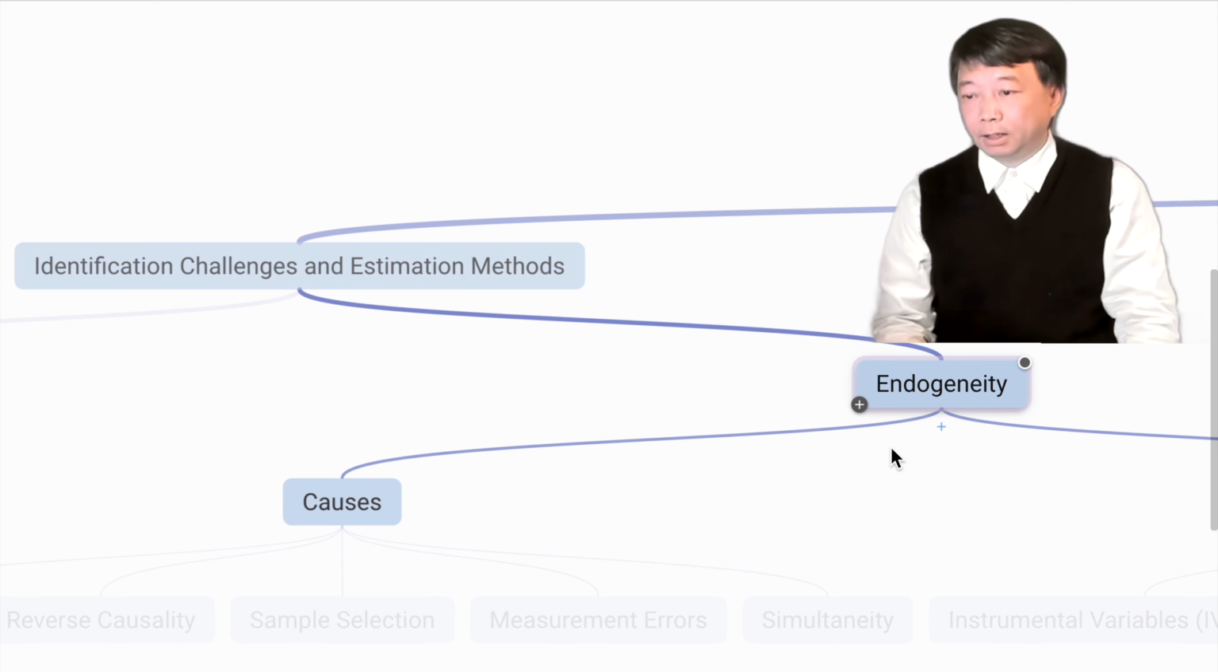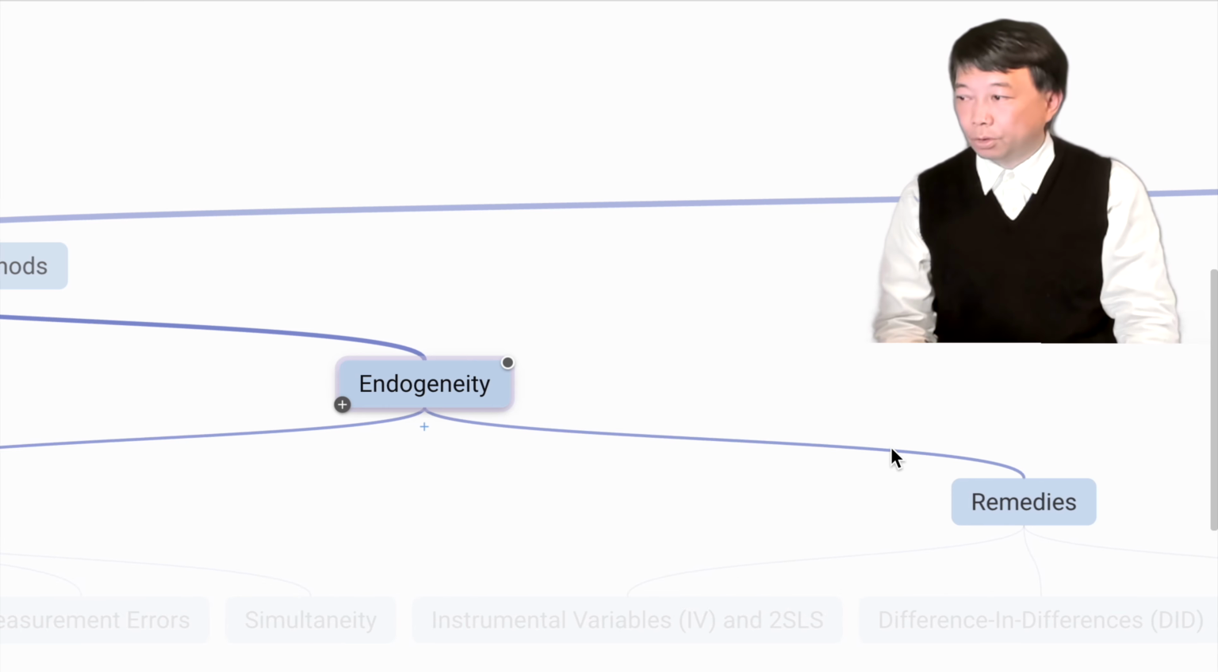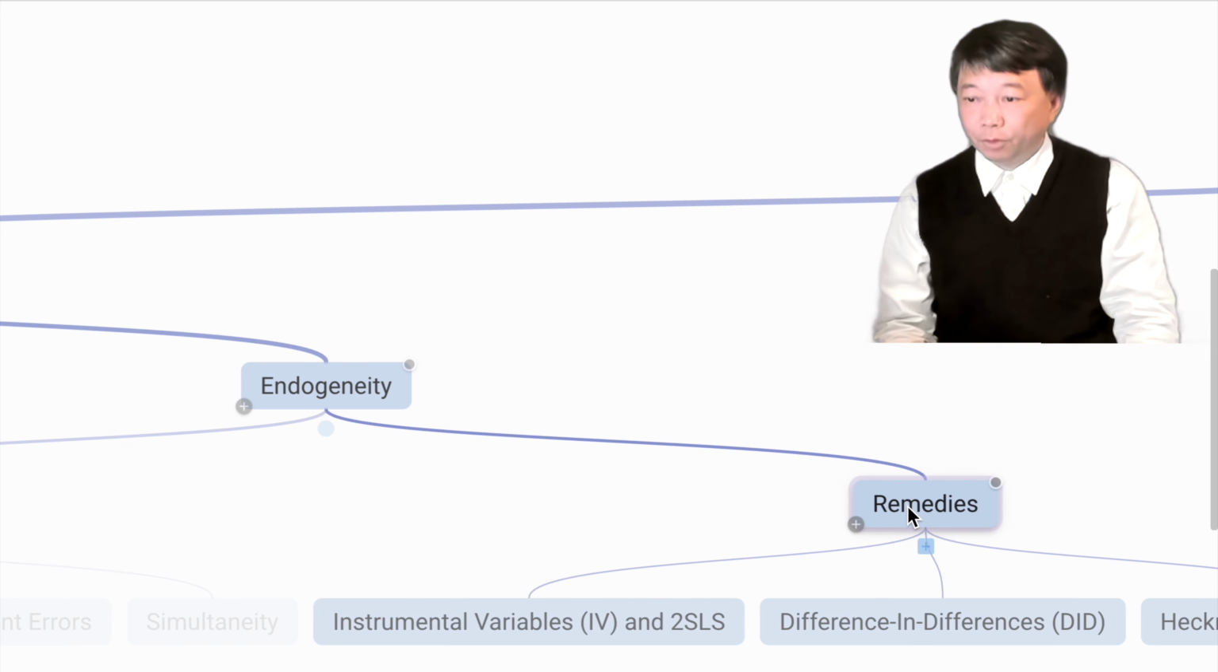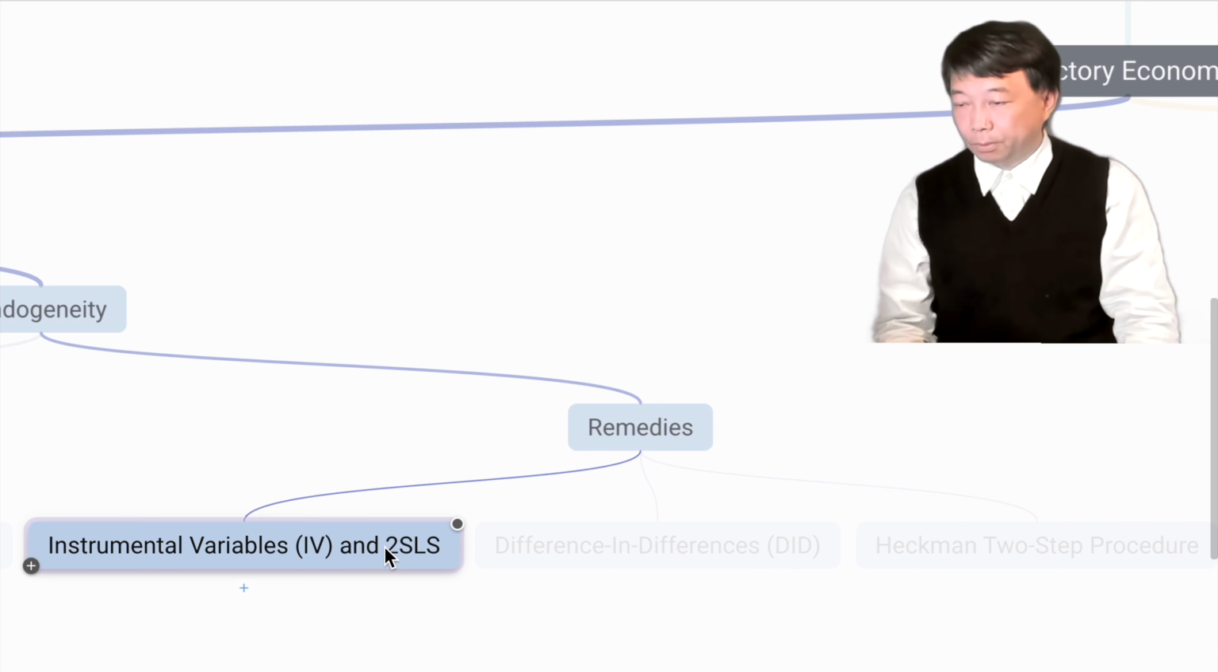Each of these identification challenges will be examined in detail, and we will develop estimation methods and identification strategies to effectively address endogeneity issues. These remedies include instrumental variables and two-stage least squares. Use instrumental variables that are correlated with the endogenous explanatory variable but uncorrelated with the error term to estimate in two stages.